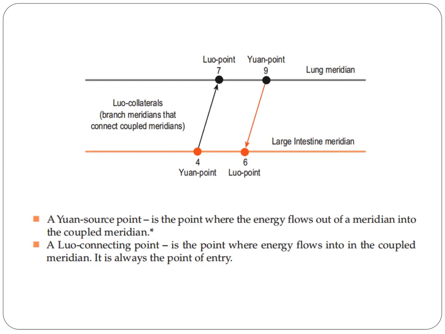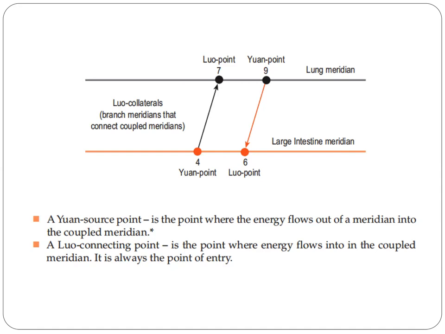So yuan point 4 to luo point 7, because we consider the luo point as the entry point, while the yuan source point is the point where the energy flows out of a meridian, going into the coupled meridian. Okay, so then for the lung meridian, we have the yuan point lung 9, which will flow out into the luo point in large intestine 6.